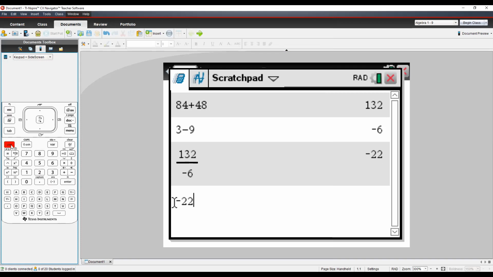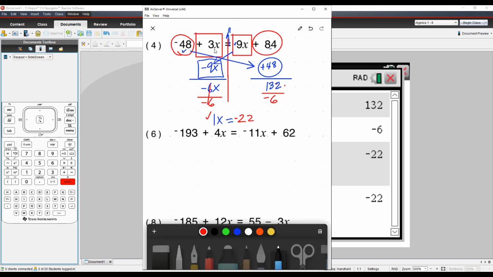The way that you store is you press the control key and then you press the variable key. And you should see this little arrow, and then we're gonna store that number into X. Press enter. Now that I've done that, all I have to do is key in the original equation. And if this answer, -22, is right, I should get a true statement. So let's go do that.